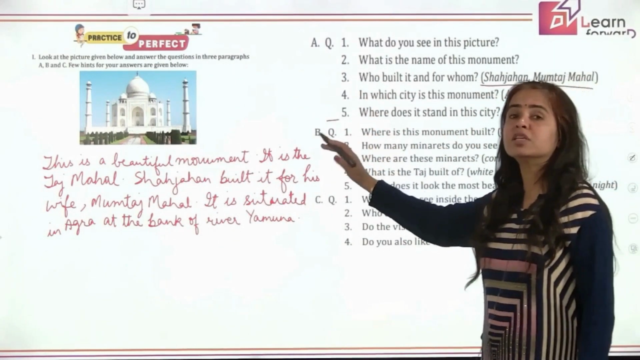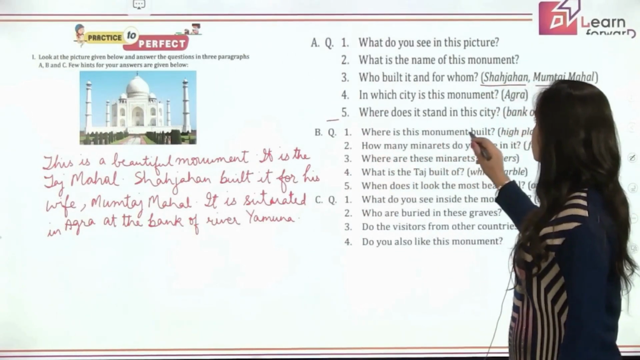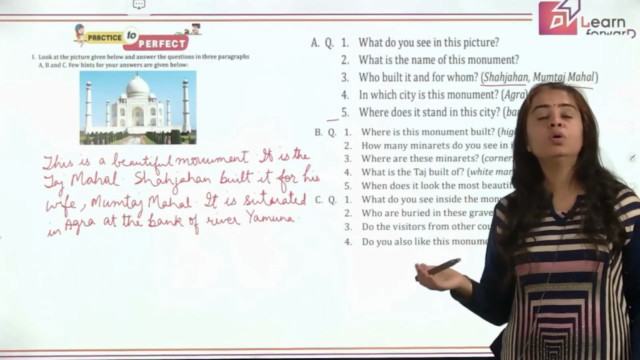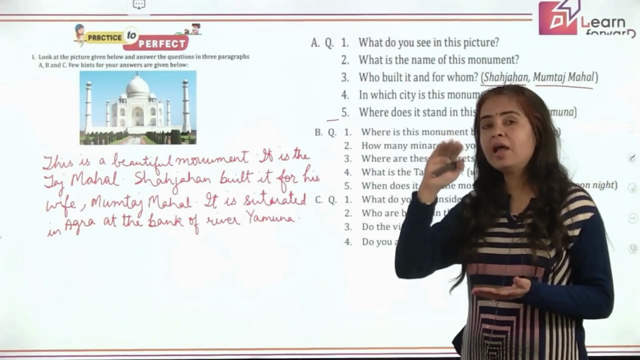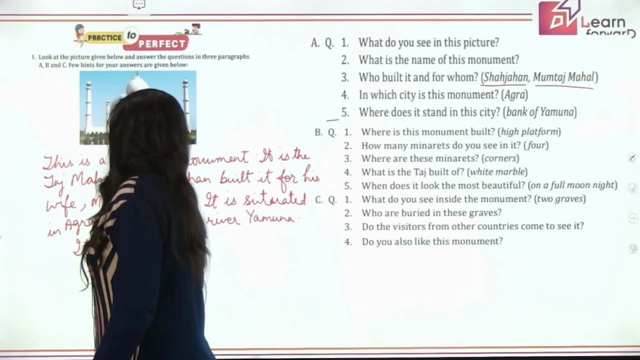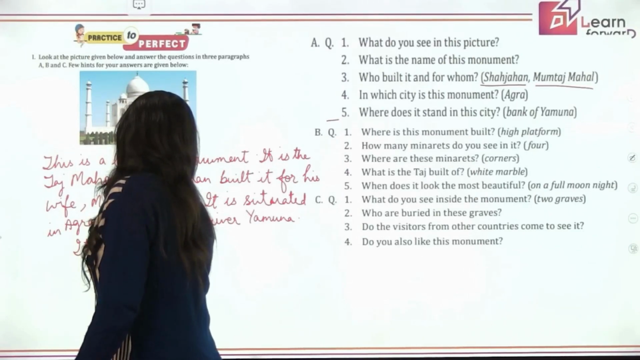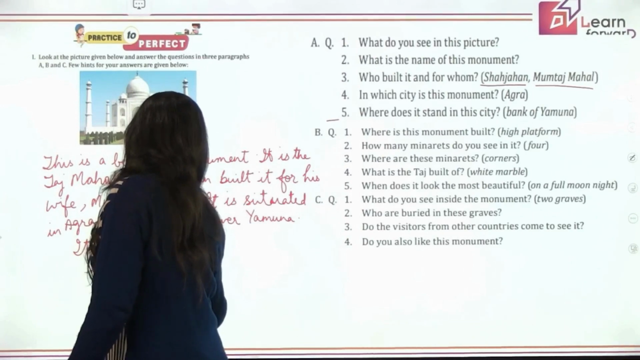Now coming to section B, which will comprise your paragraph 2. Where is this monument built? Do you know? This monument is built at a high platform. So we start with the next paragraph. It is built at a high platform.